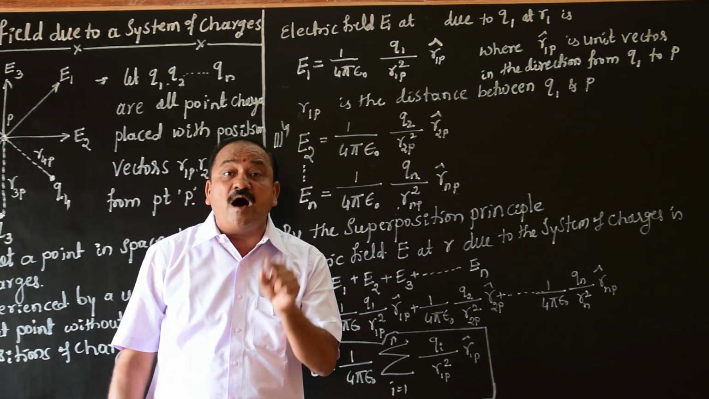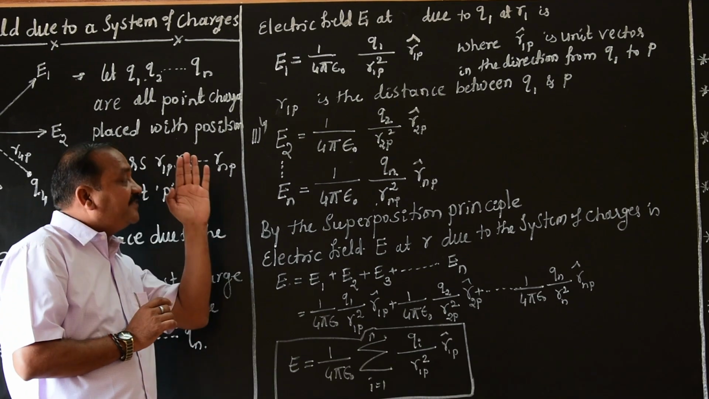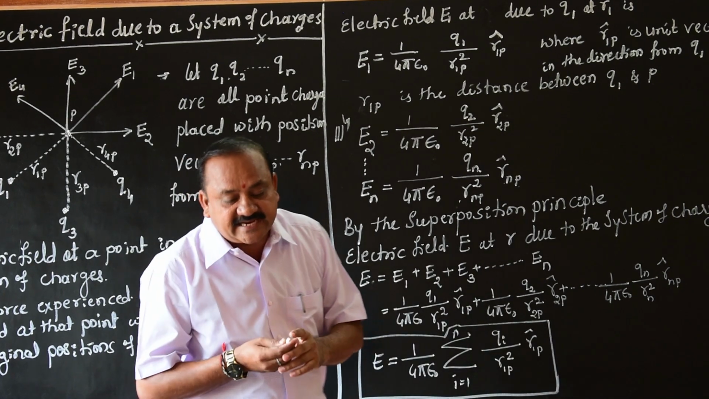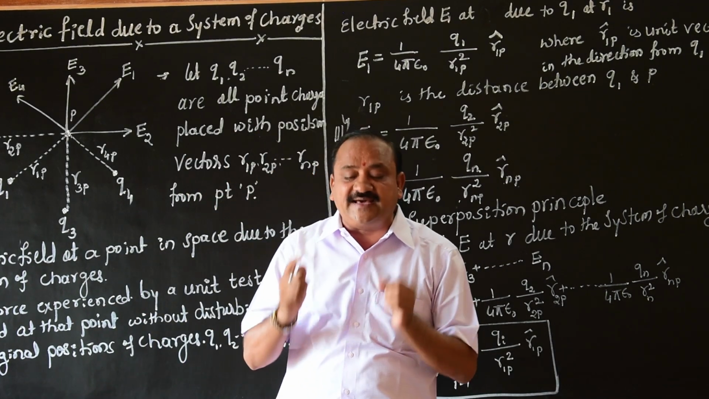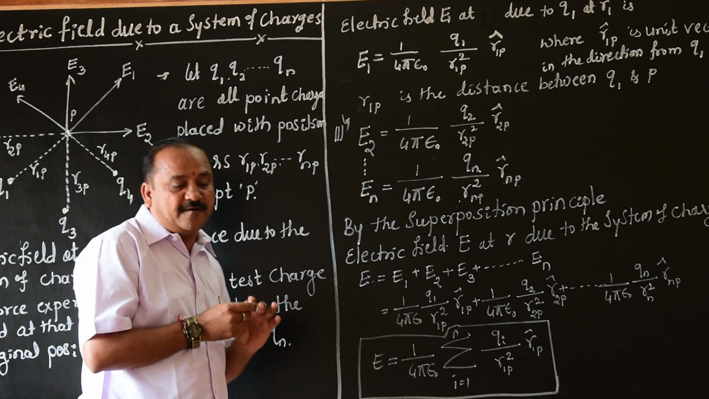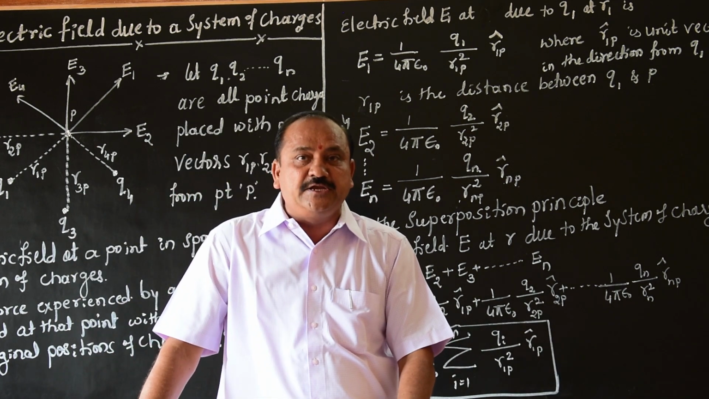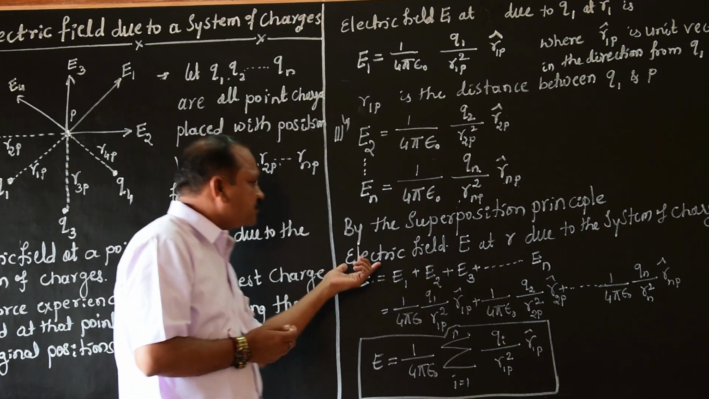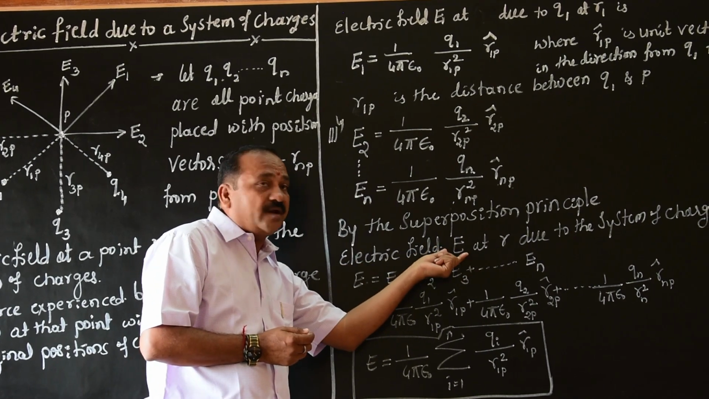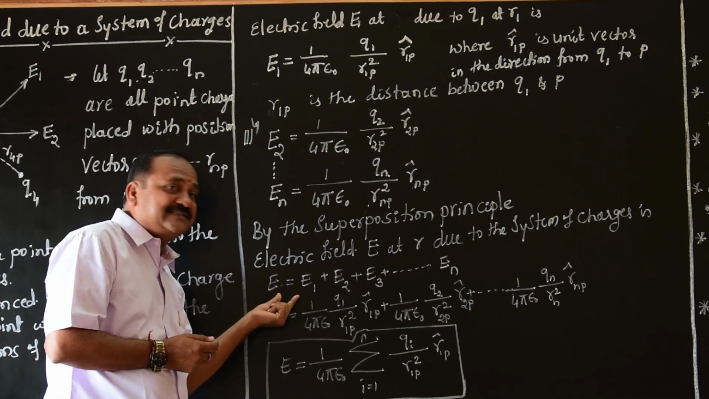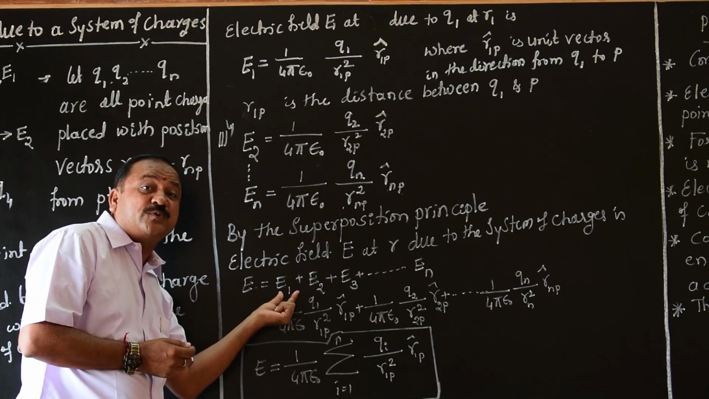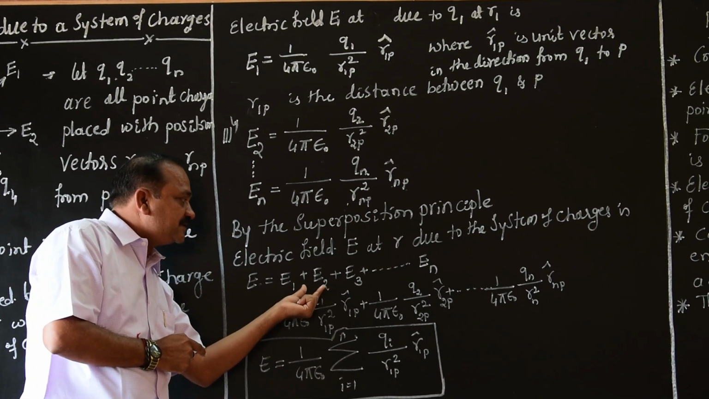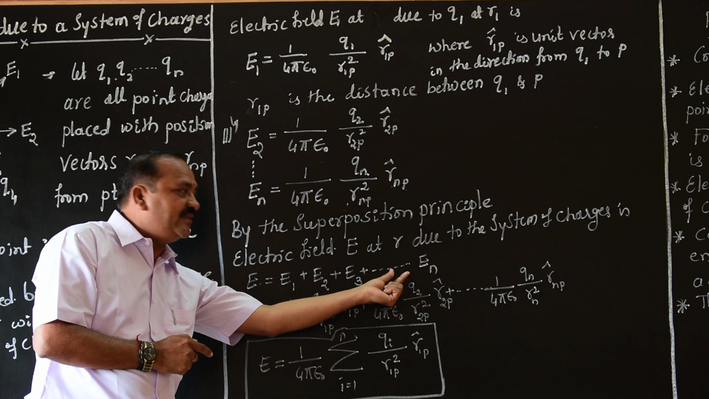The electric field intensity at a particular point due to a system of charges is the vector sum of the fields due to each charge individually, in the absence of the other charges. Ultimately, the electric field E at that point due to the system of charges is the vector sum of the individual electric field intensities: E1 plus E2 plus E3 up to En.